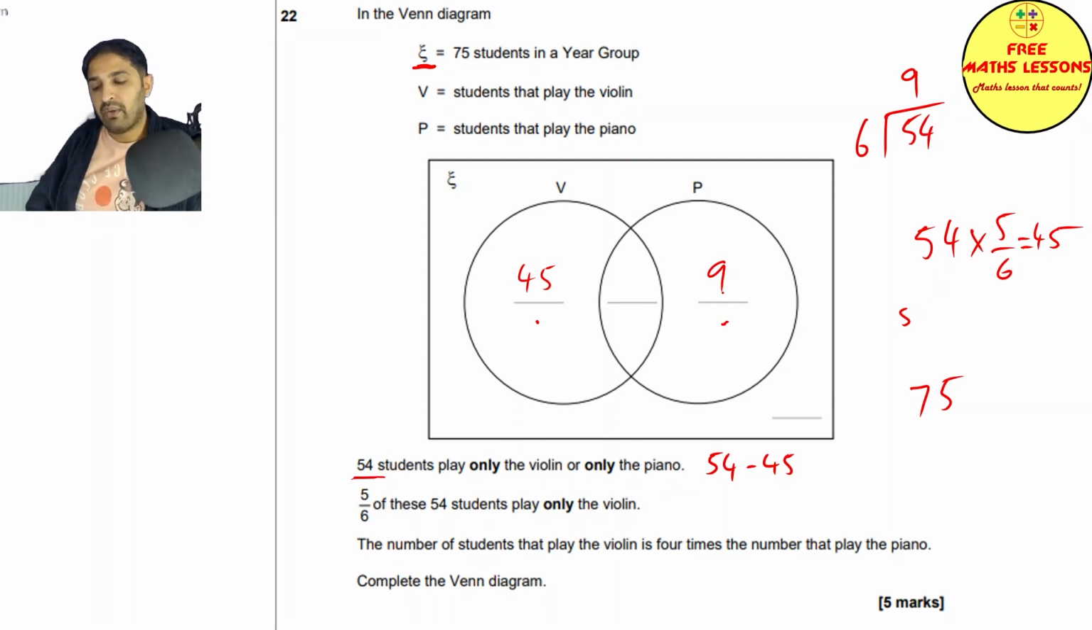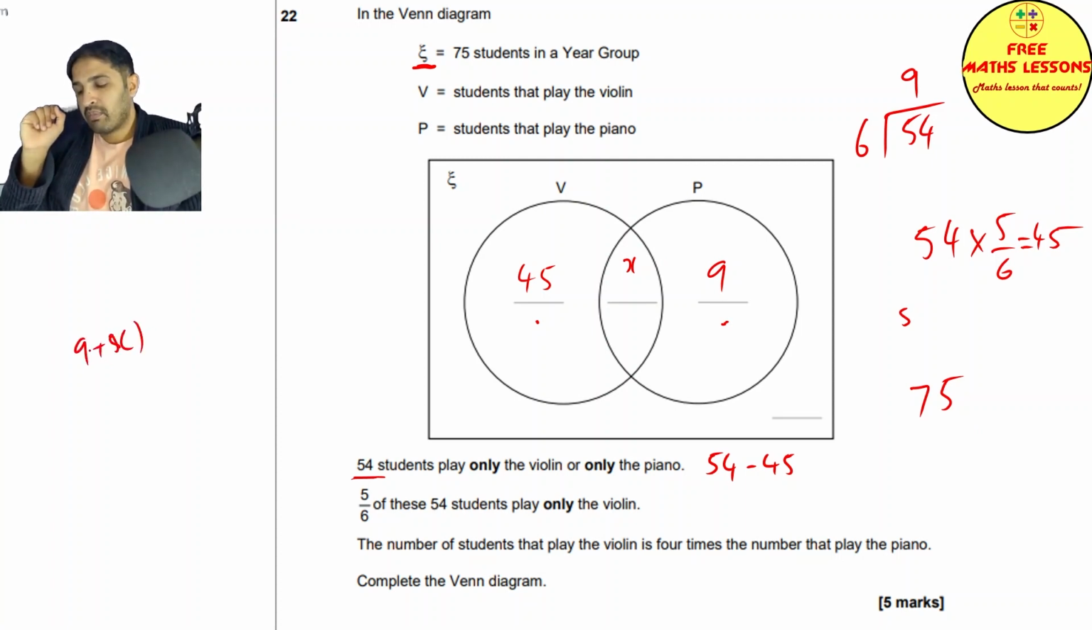Okay, now we're gonna look at this last statement here. The number of students that play violin is 4 times the number of students that play piano. So this number here, we can call it x right now. So 9 plus x, let's say 9 plus x, multiplied by 4, because it's 4 times the people who play piano.